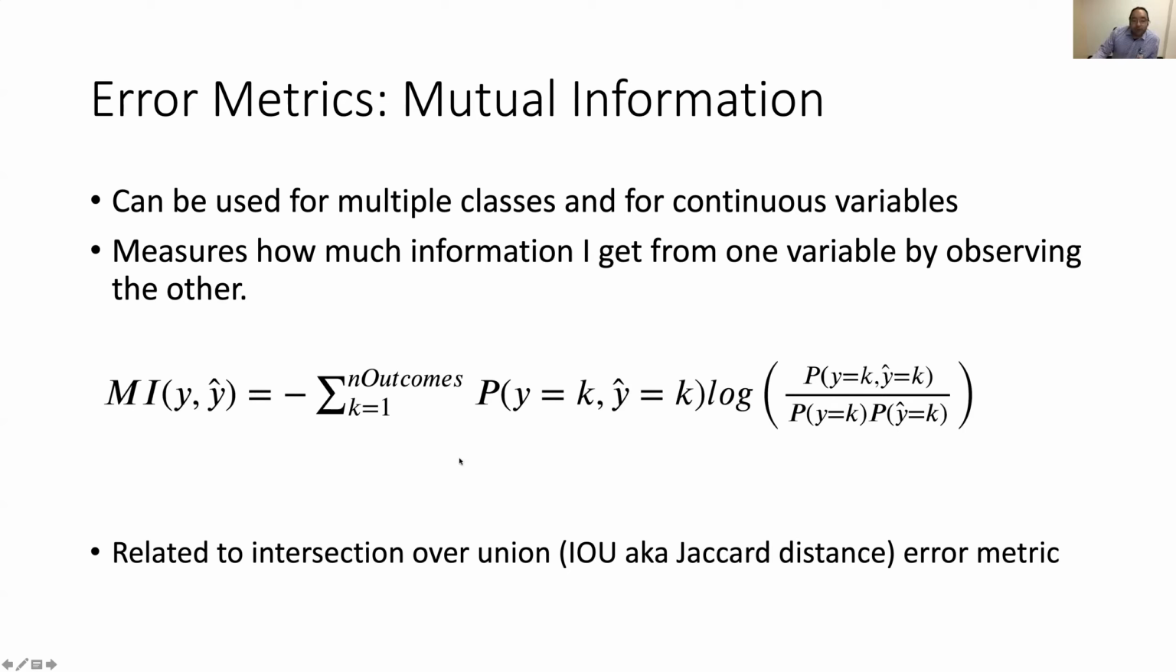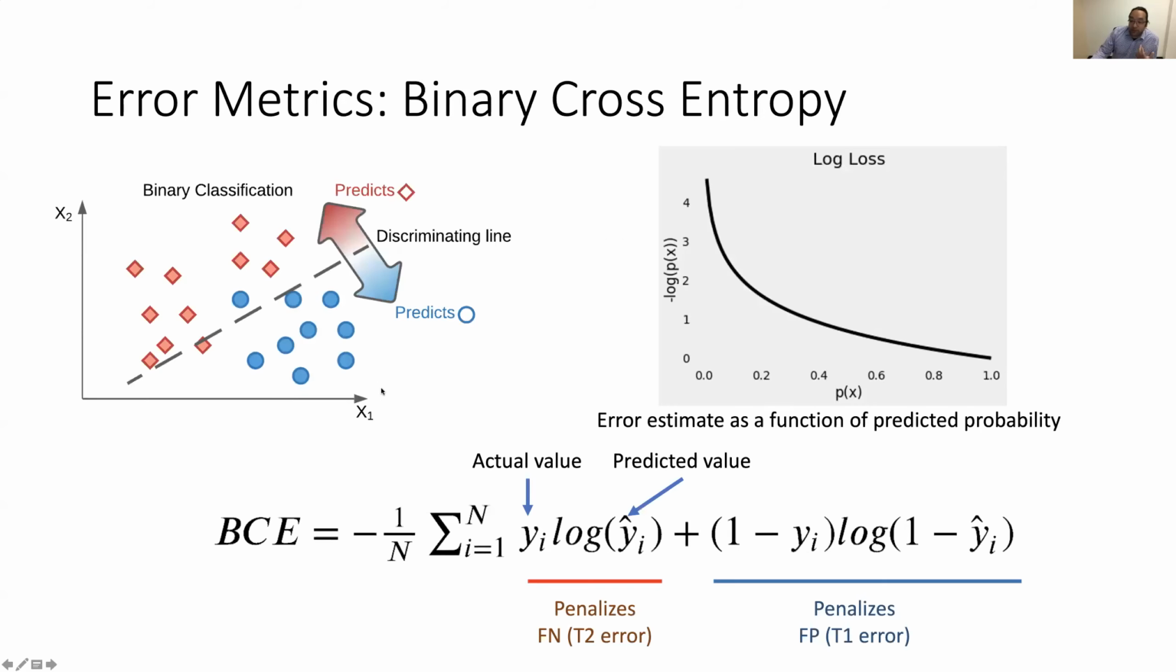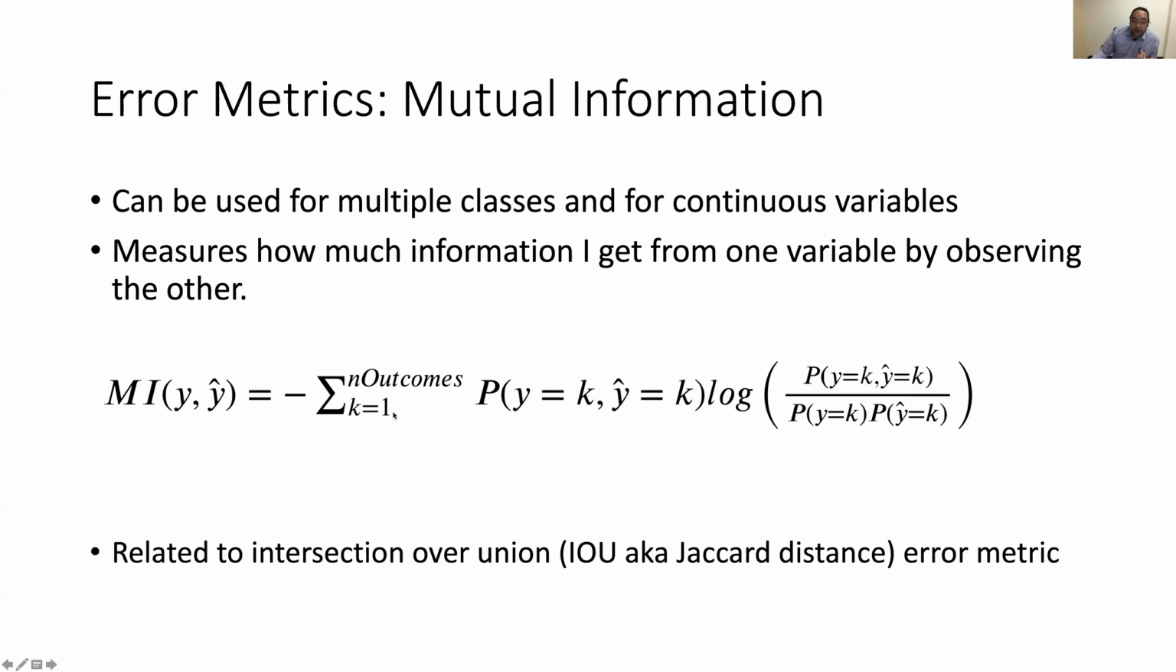Okay, so you just loop over all the outcomes. So it could handle multinomial classification, but for continuous variables, this sigma turns into, you trade a Greek S for a German S, and then you have an integration sign, right? Integration over the limit of the range of values. So mutual information can be used for both continuous and multiple classes.